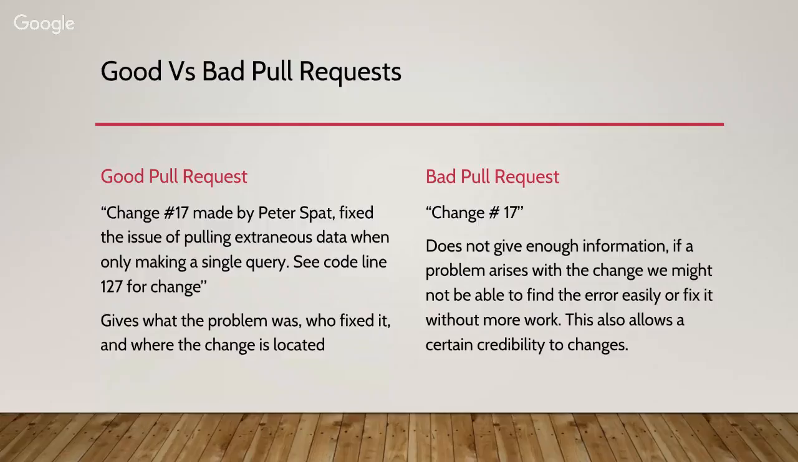On the left side of the screen, a good pull request, change number 17 made by Peter Spat fixed the issue of pulling extraneous data when only making a single query. See code line 127 for change. This allows you to know who changed it, why it was changed, and where it was changed. If something goes wrong, we know where to check. We know who to talk to and ask, hey, what was it before? It puts reliability into the code and it makes it a lot easier when working with teams.